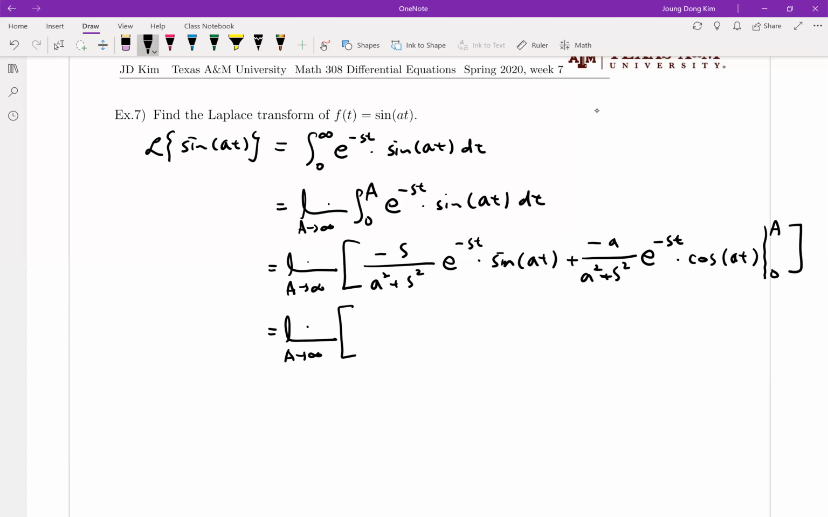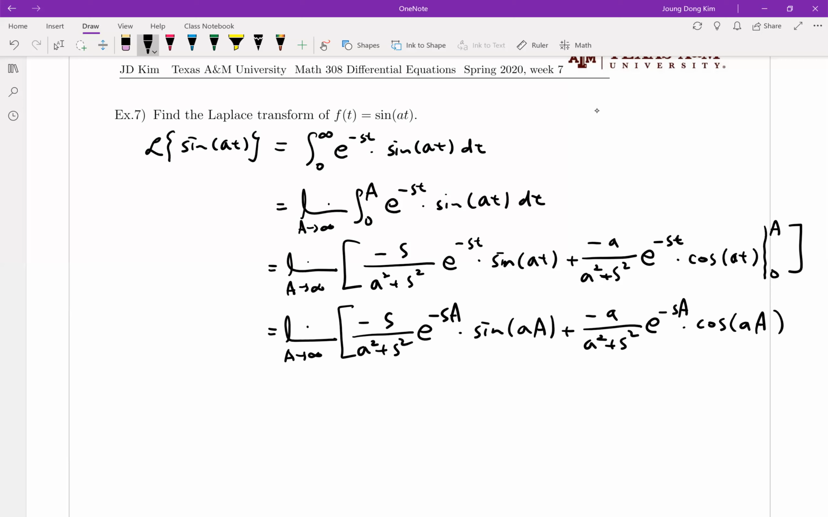Plug in a into t, then it will be minus s over a squared plus s squared, e to the minus sa, times sine aa, plus minus a over a squared plus s squared, e to the minus sa and cosine a, and we can plug in 0 and we can subtract.